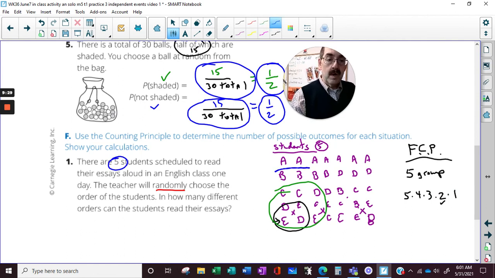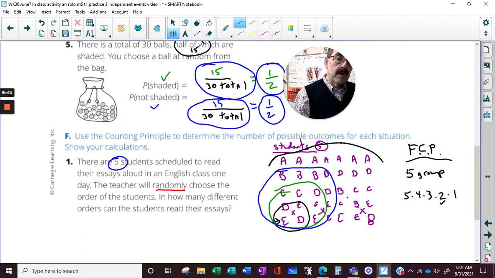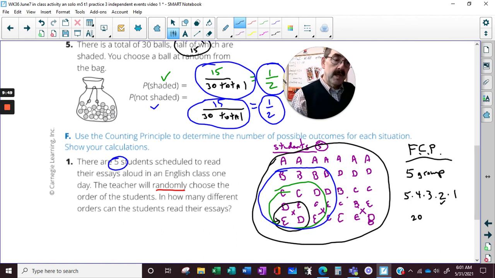When you have 4, 4 times 3 times 2 times 1. And when you have the 5, we keep going and we keep going. So 5 times 4 is 20. 20 times 3 times 2 times 1. 3 times 20 is 60, times 2 times 1. 120 combinations. Wow.